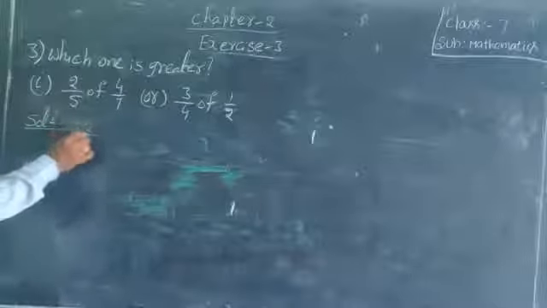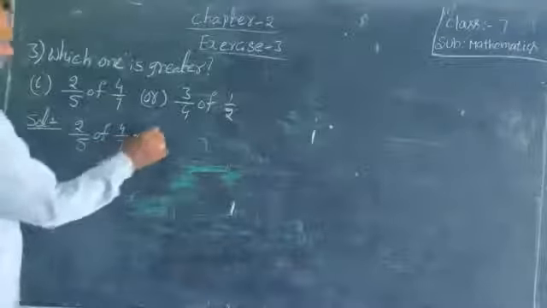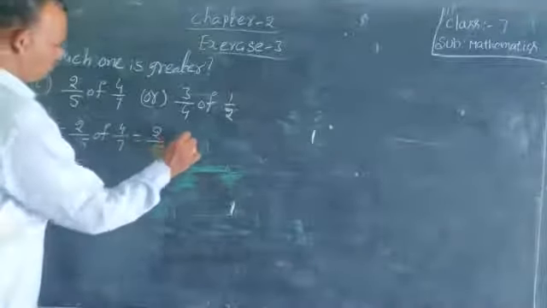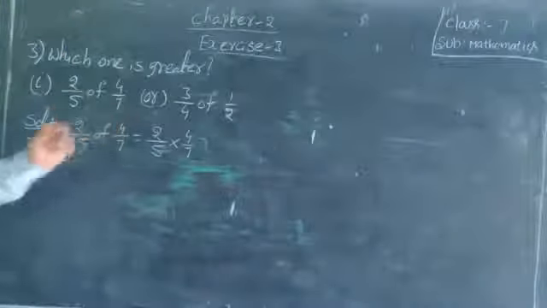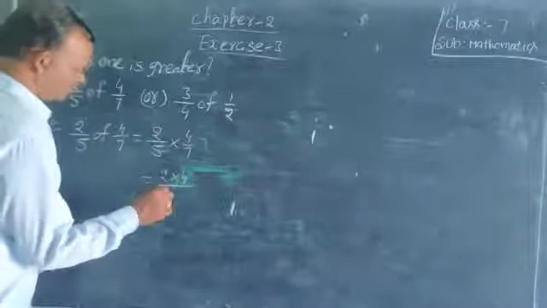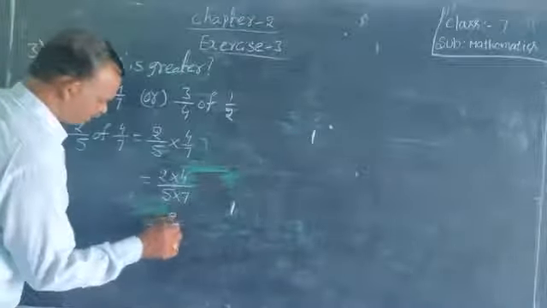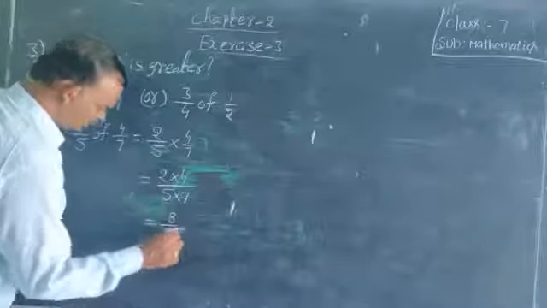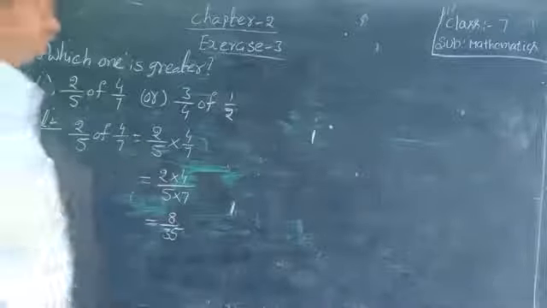The first value is 2 by 5 of 4 by 7. That is equal to 2 by 5 into 4 by 7. Of means into. Now we are multiplying the numerators. 2 into 4 by 5 into 7. 2 4s are 8 by 5 7s are 35. So the value is 8 by 35.